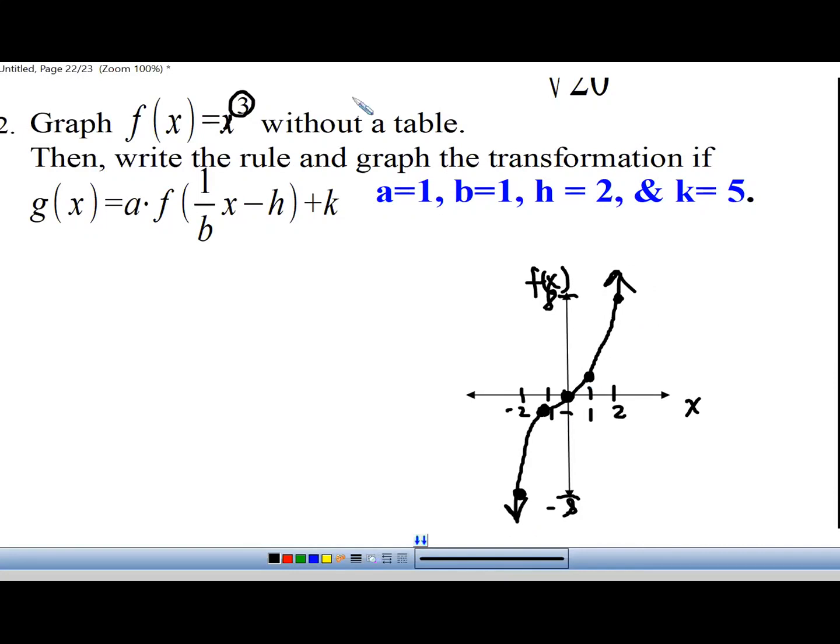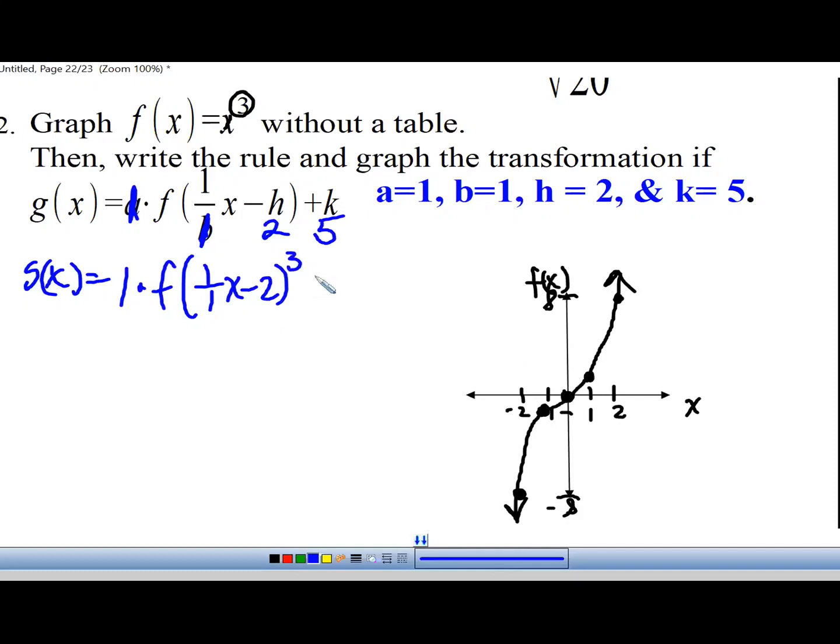So they want us to write a transformation given those parameters. So let me substitute really quick into what was given, the general form. So A is 1, B is 1, H is 2, K is 5. So let me rewrite this. G of x equals 1 times f, parentheses, 1 over 1x minus 2. And outside the parentheses, I'm going to write what? Cube, because it's a cubic function now, plus 5.